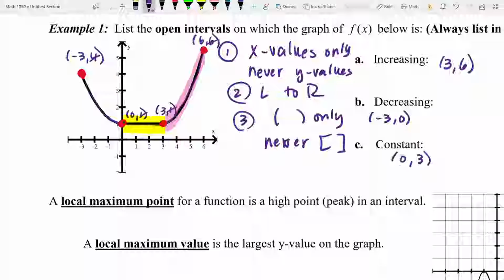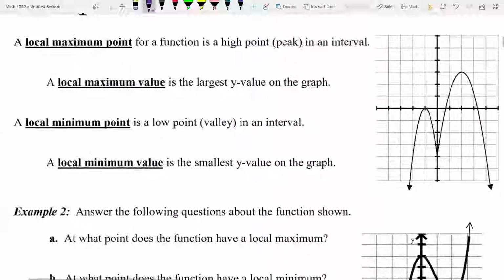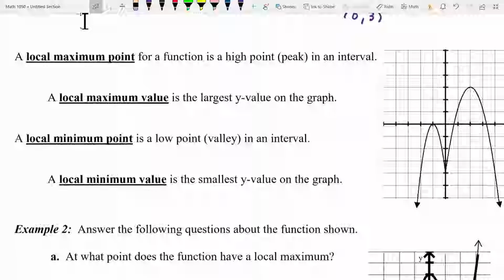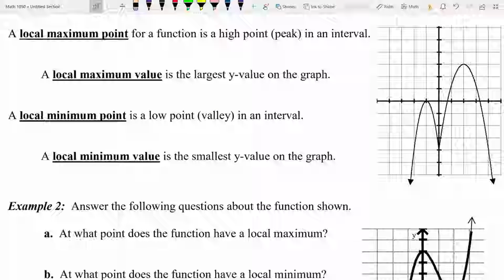All right. So this right here, Weber State is super picky about, so I need you to listen. A local maximum point versus a local maximum value. I'm telling you, I graded 1050 tests and 1010 finals 2 weeks ago. That was the week, remember I told you I worked 65 hours that week. I mean, I was dying. So this is so fresh in my mind.